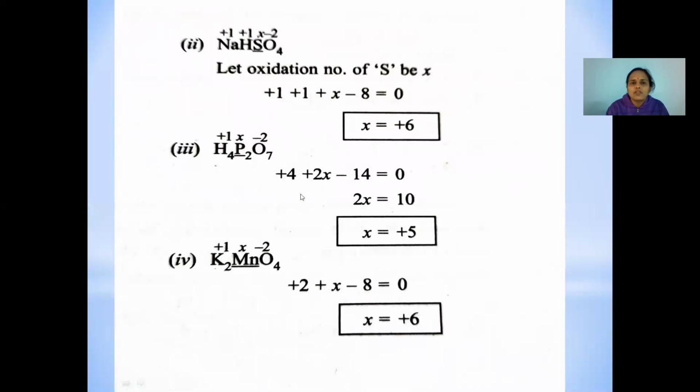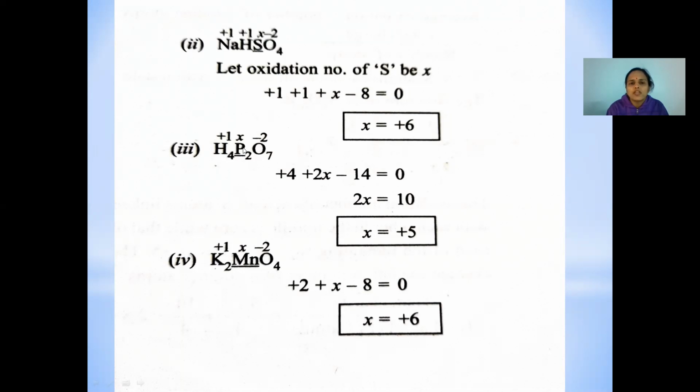Let's look at the second case, sodium bisulfate. It is NaHSO4 and you need to calculate for sulfur there. So the species for which oxidation number is to be calculated, we assume that to be X, sodium +1, hydrogen +1, oxygen -2. So +1 +1 plus X minus 8 equals to 0, X equals to +6 respectively. Similarly, for H4P2O7, phosphorus, you need to calculate the oxidation number. So hydrogen +1 and oxygen it is -2.